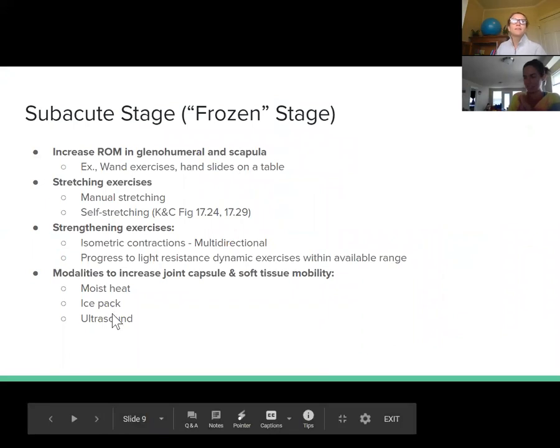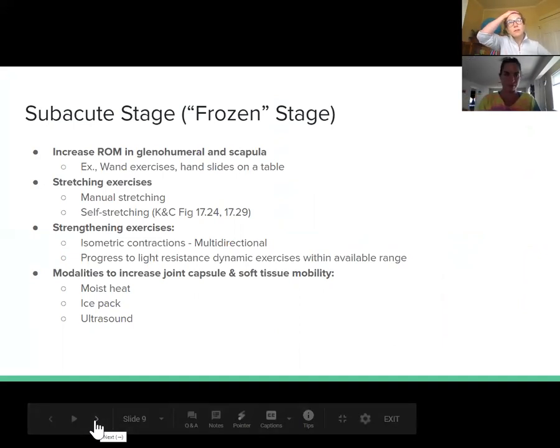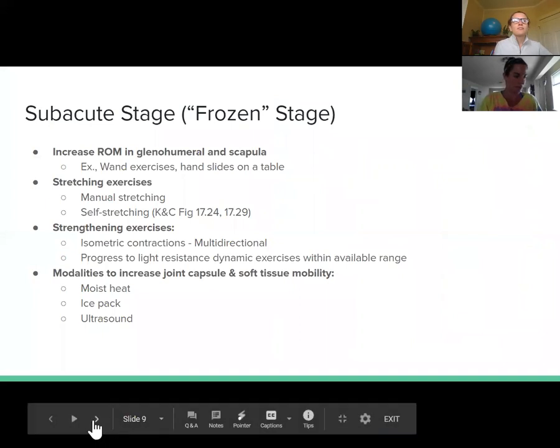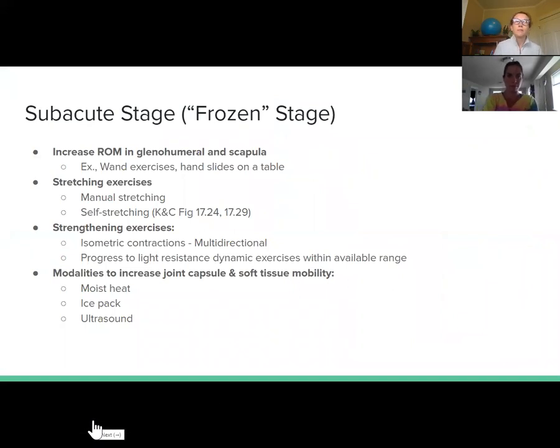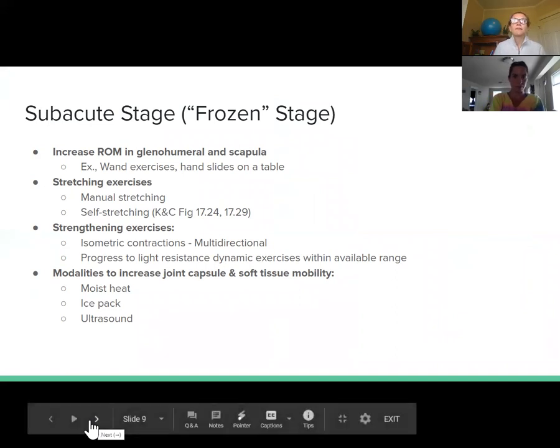And so for the subacute stage, also known as the frozen stage, this is when we start to get more of an increase in range of motion in the glenohumeral and scapula. And we can just keep progressing on the wand exercises. We can also do hand slides on a table. Stretching is really important, manual stretching. There's also some really good self-stretching in KNC to use for frozen shoulder.